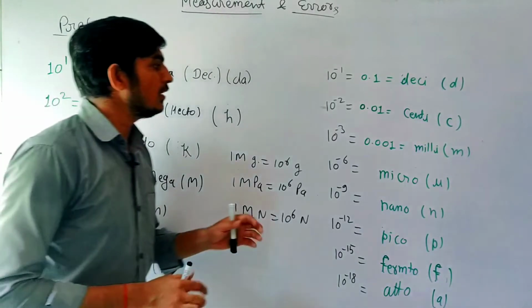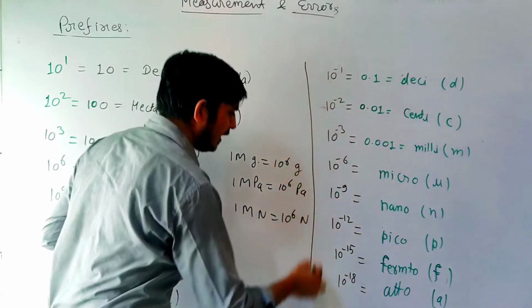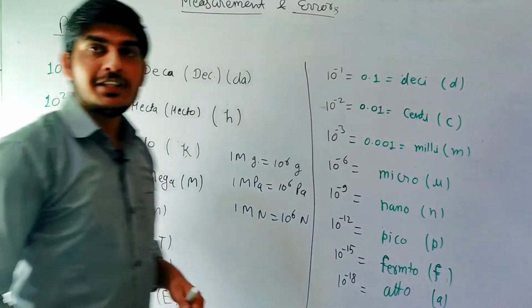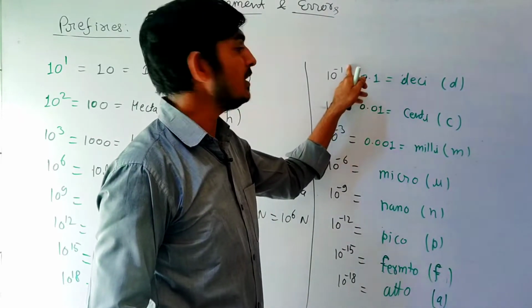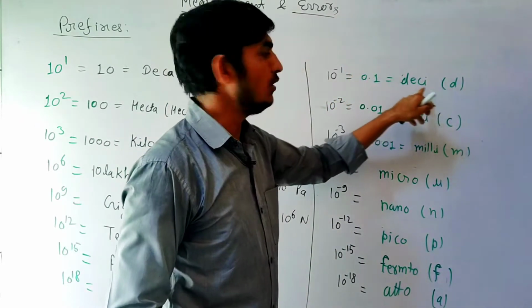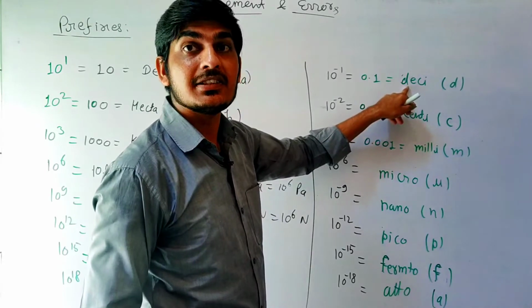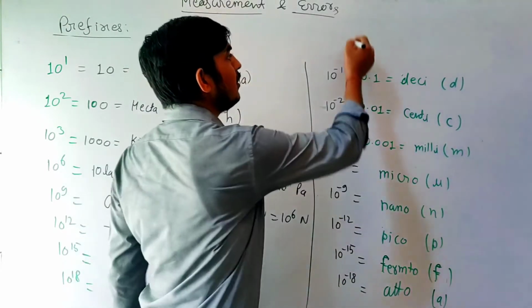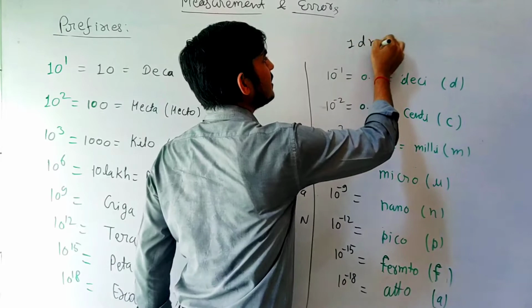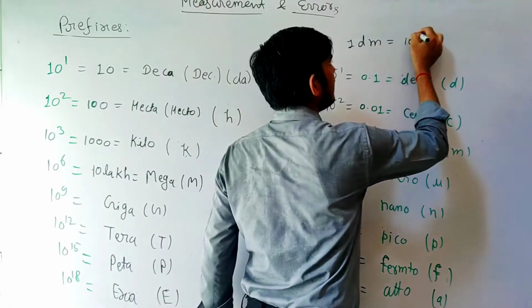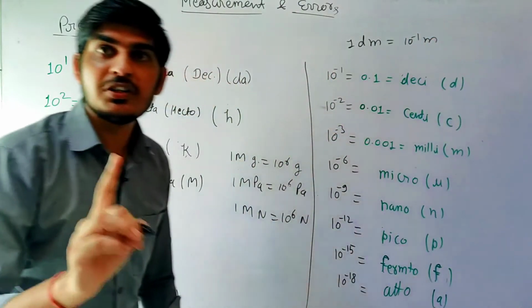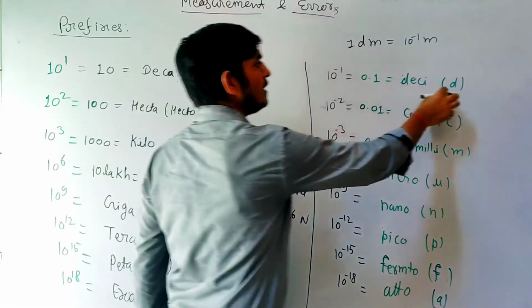Now dear student, come towards negative power. Yes, there are negative power also. 10 to power minus 1 is represented by small d, known as deci. Yes, decimeter. What is the decimeter? If we say 1 decimeter, then how many meter? So deci means 10 to the power minus 1 meter. Got the point? Remember always. And it is represented by small d.